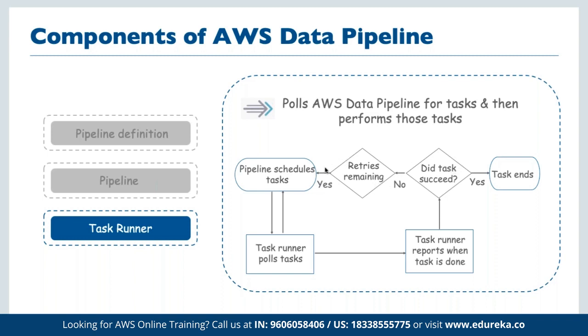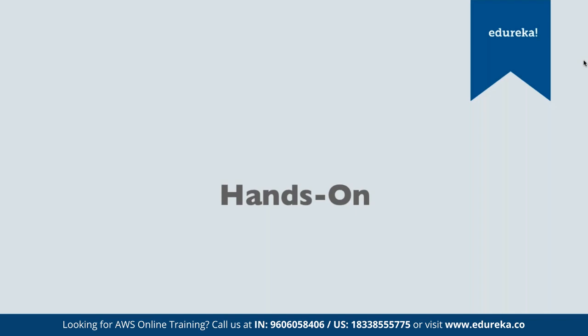And if you're going to hold that up, we can simply use the task runner for the polling task. Then if the entire task has already succeeded, we can simply ask the task runner to report back when the time is done. So that's how the entire component of data pipeline is structured. Now we are going to look at the hands-on on top of it.